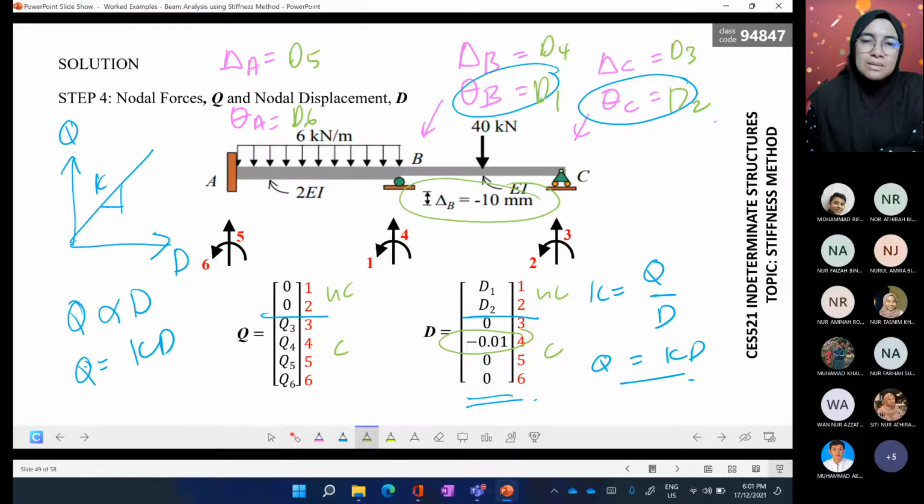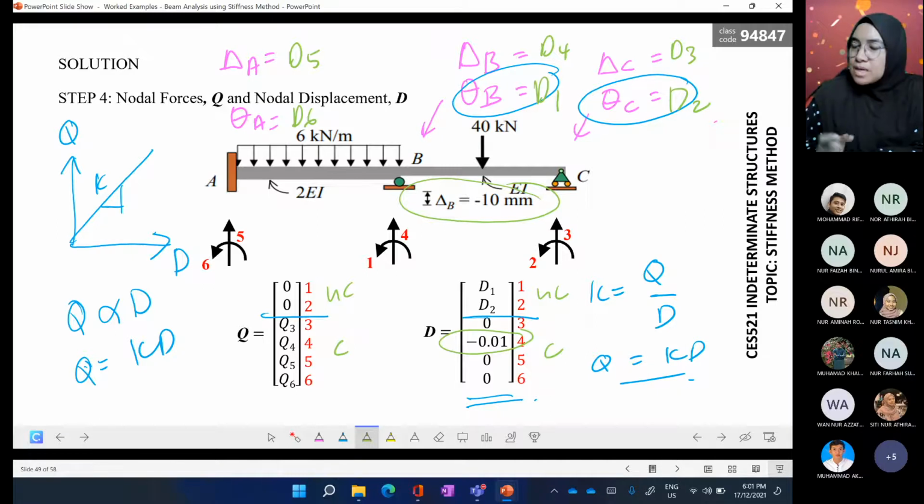So support settlement, we have to include the settlement at this step. Step ni yang kita kena masukkan settlement, step ni. Okay, Q tak berubah, Q masih lagi remain, okay, macam ni, macam before this kan. Before this, Q1 until Q6, so Q1 and Q2 tu tengok pada beam, tengok pada beam.